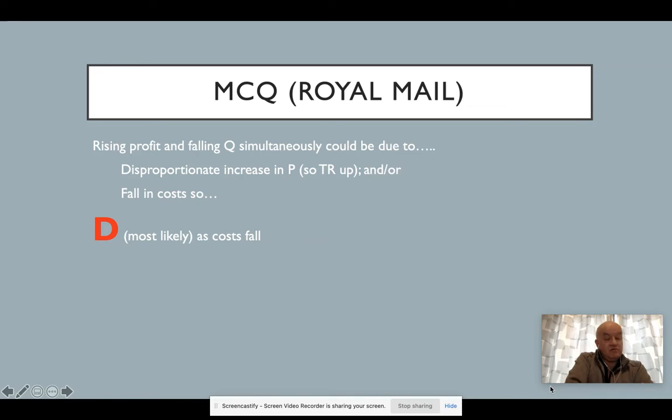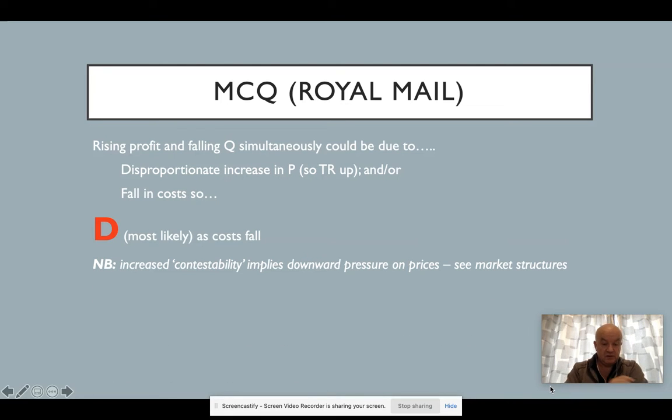D is most likely to be the scenario. So effectively, if we had a fall in employment in the Royal Mail, that would mean that one of the biggest costs that the Royal Mail has, obviously, is wages. So in this instance, that would mean that costs could fall as a result. Let's take a look at some of the other alternatives as well and some of the rationale as to why that should be the case.